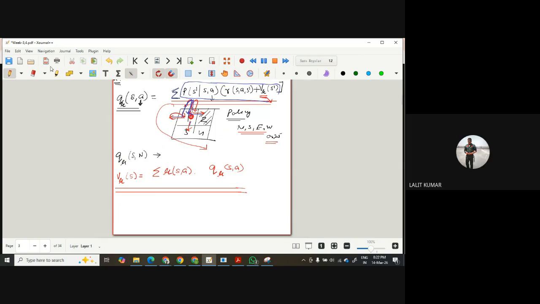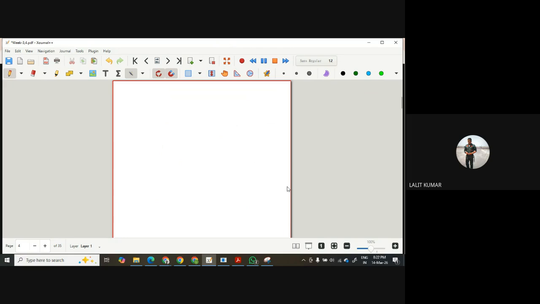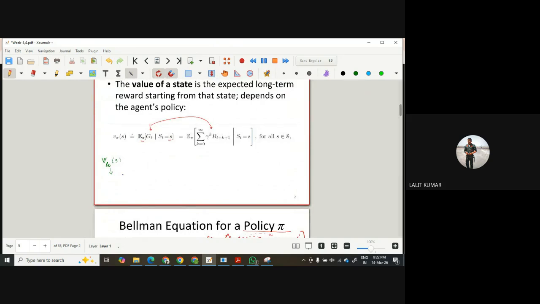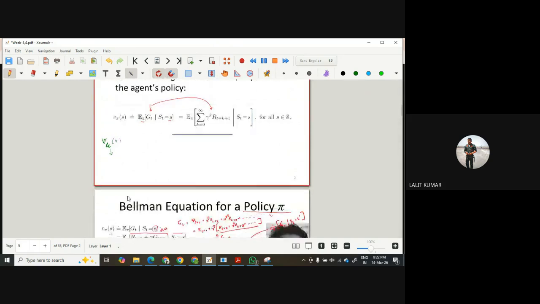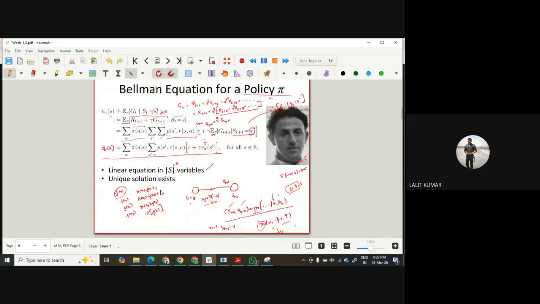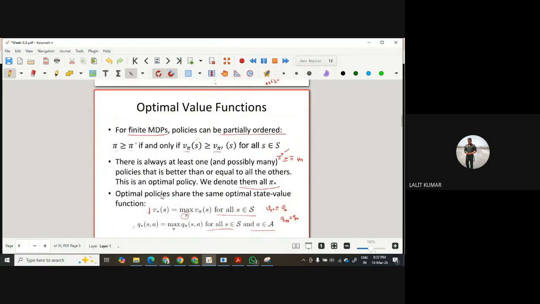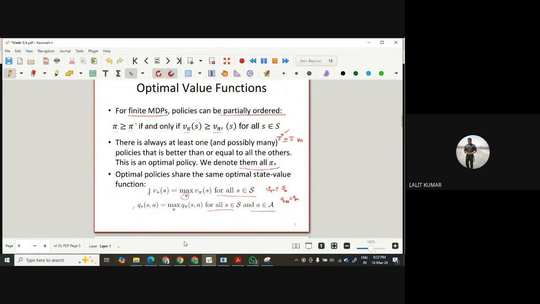Now let's go to another thing. We will keep on solving some questions also, so let's go through the slides. This we have covered. This we have opened. Bellman equation we have seen. We saw an example of optimal value functions.